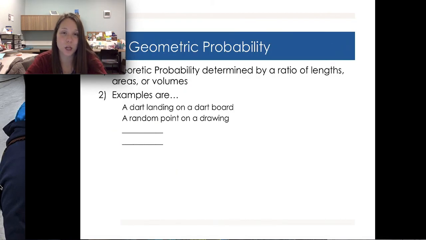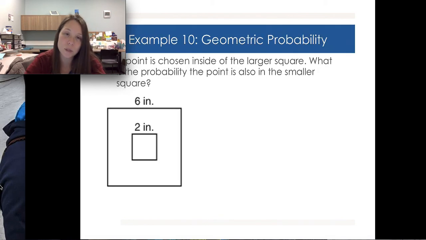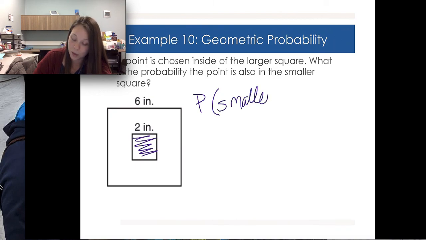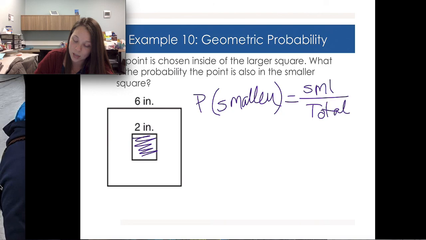Now we're going to talk about geometric probability, which is determined by a ratio of lengths, areas, and volumes. So in example 10, a point is chosen inside the larger square. What is the probability that the point is also in the smaller square? So we're going to look at the probability with our total space on the bottom, and the area of the small square on top.